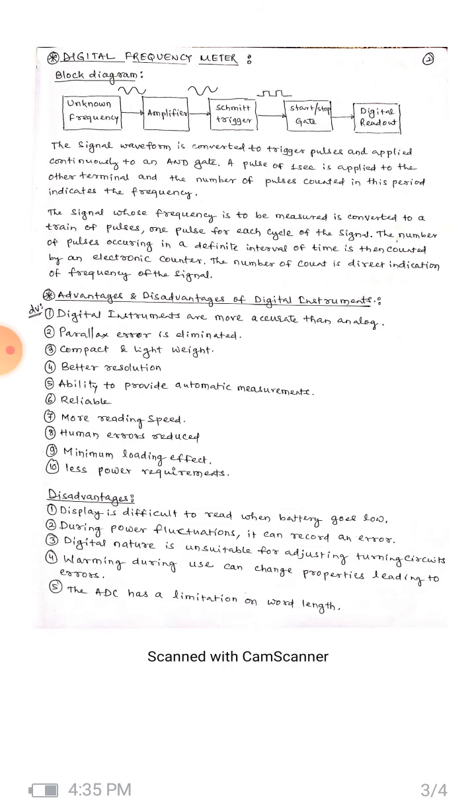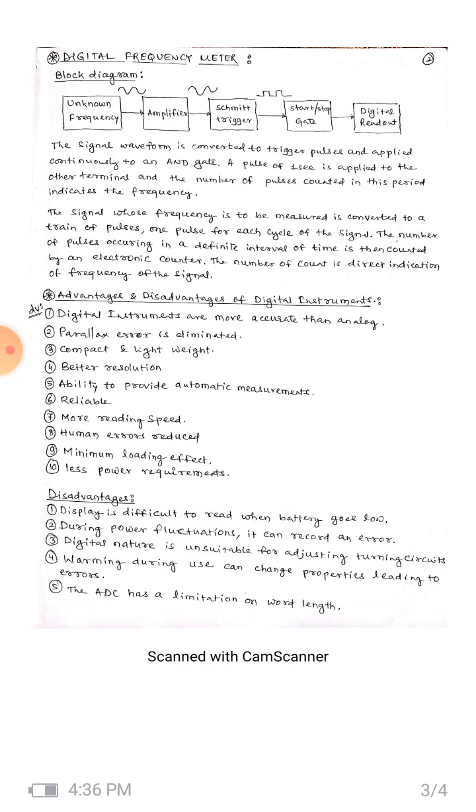And next we are going to discuss the digital frequency meter. The main blocks of the digital frequency meter are, first, the amplifier, and before the amplifier the unknown frequency that we are going to find is given to the amplifier. Then we have a Schmitt trigger, then a start stop gate, and a digital readout.